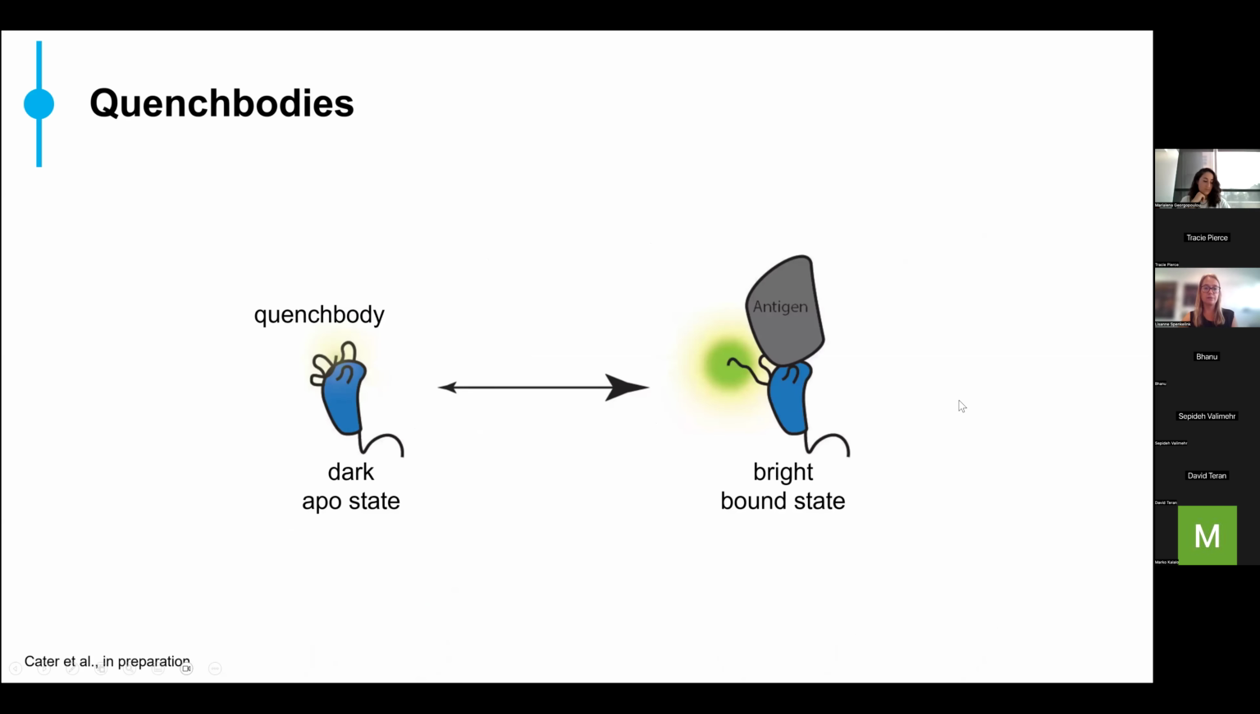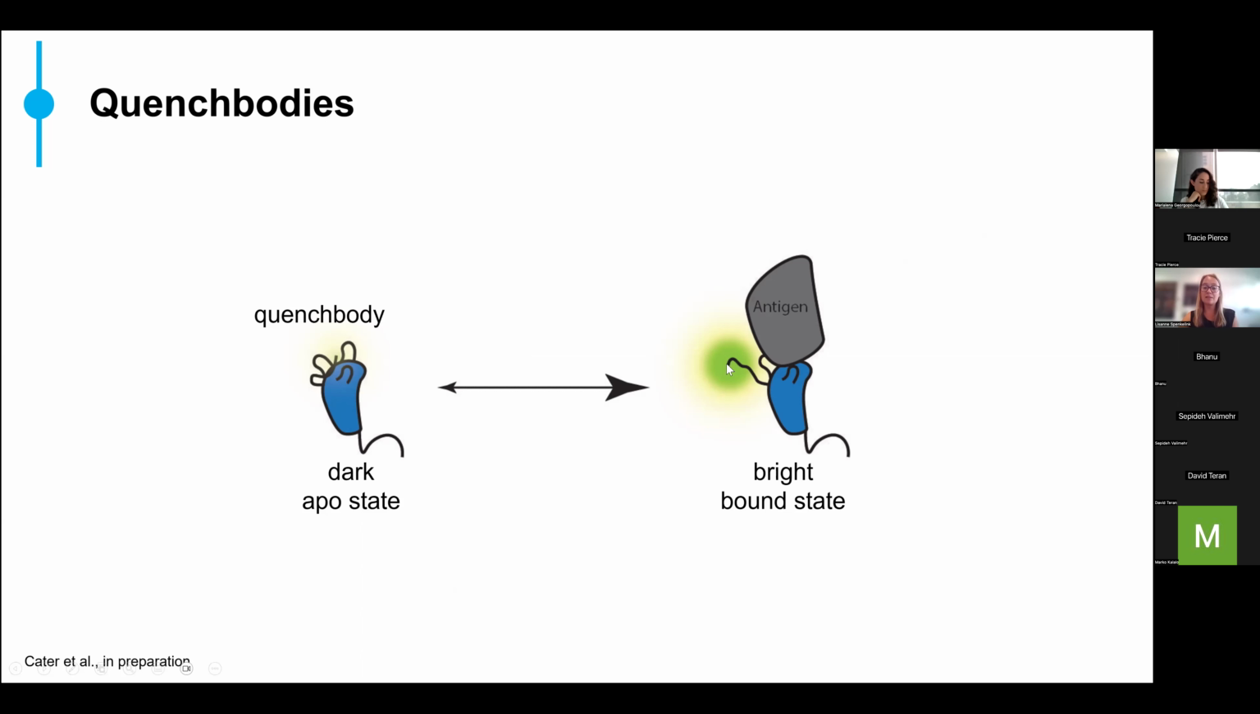The way this diagnostics tool works is it is based on a nanobody. A nanobody is a small antibody fragment, so it can recognize a target. And then we have added a fluorophore to it. This fluorophore is quenched when the antigen is not bound. It is quenched by interacting with tryptophans that exist on the nanobody, and that reduces its fluorescence. And that's why it's called a quench body.